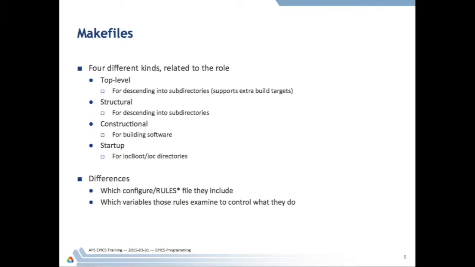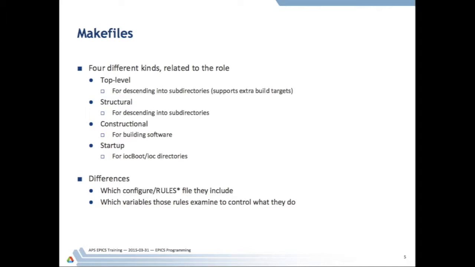And the only differences between these 4 different make files are which particular configure rules file they include, and which variables the rules files then examine and tell them actually what to do. But basically, they all include the top config file. Then you have a whole load of variables that you're setting, and then you include one of the rules files, depending on which kind of make file this is.